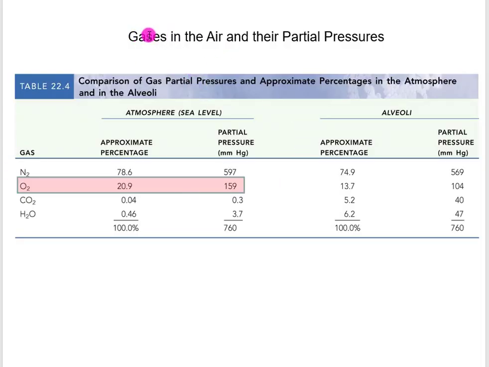This table is showing you gases in the air and their partial pressures. So which gases do we care about out there in the atmosphere? There's a handful, but most of the gases are actually nitrogen. Nitrogen comprises 78.6% of the gases in the atmosphere at sea level. Oxygen comprises 20.9% of the gases at sea level. And then there's a little bit of carbon dioxide and a little bit of water vapor, and those are also going to contribute.